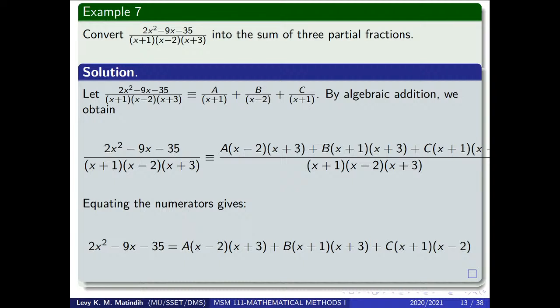To solve for c, it means we can substitute wherever there is x, we can substitute by -3 so that a and b can vanish.